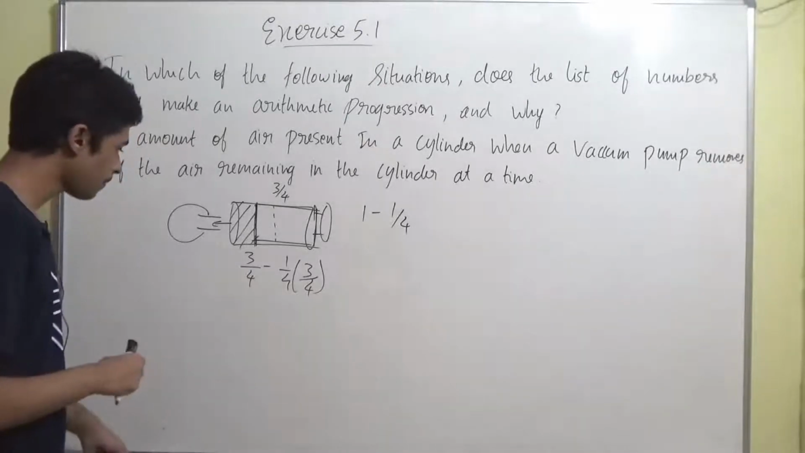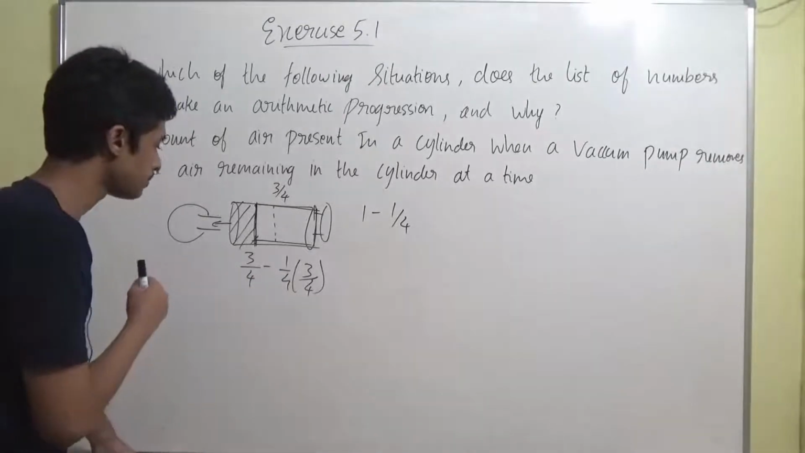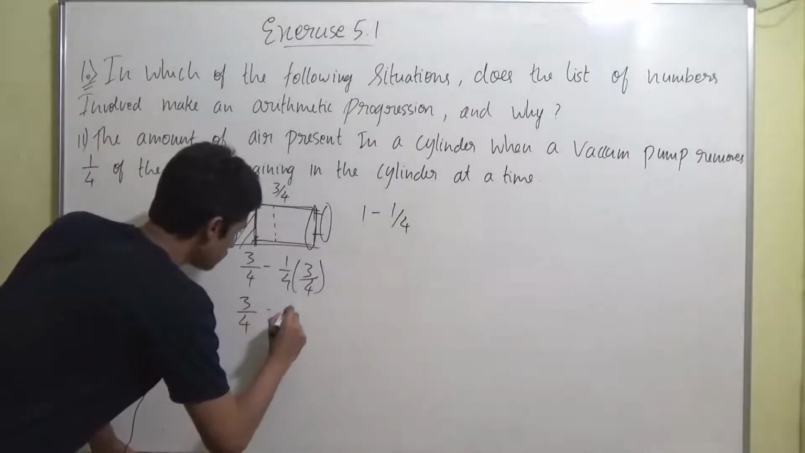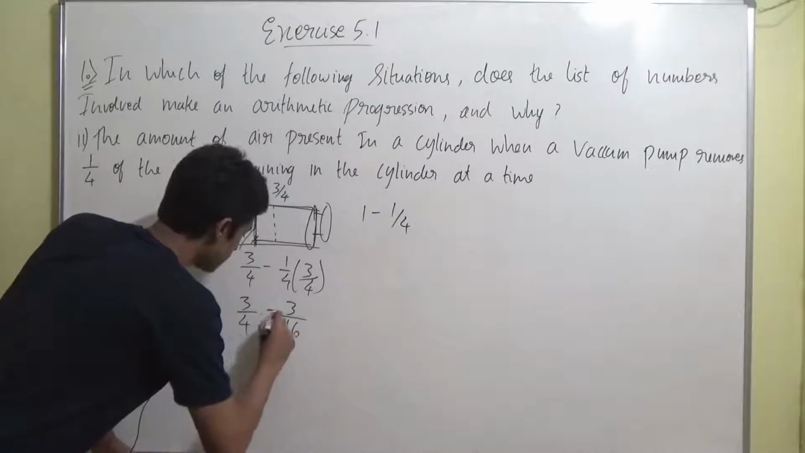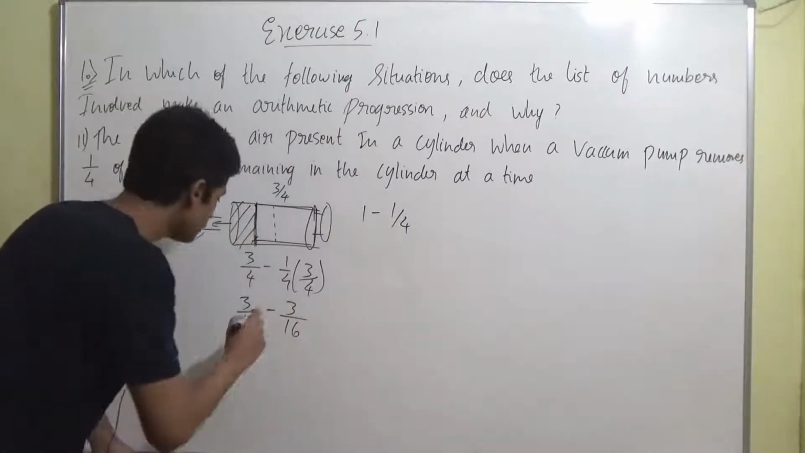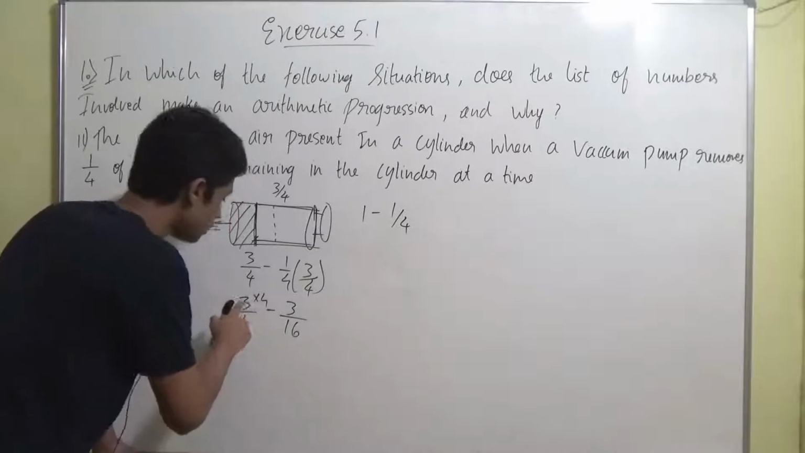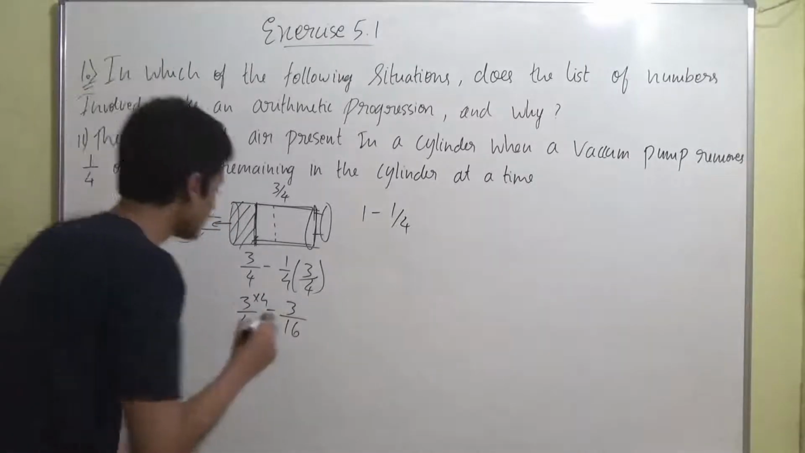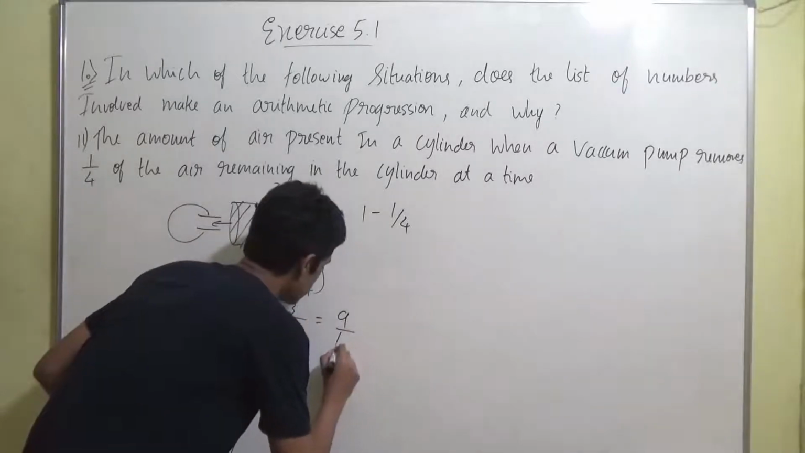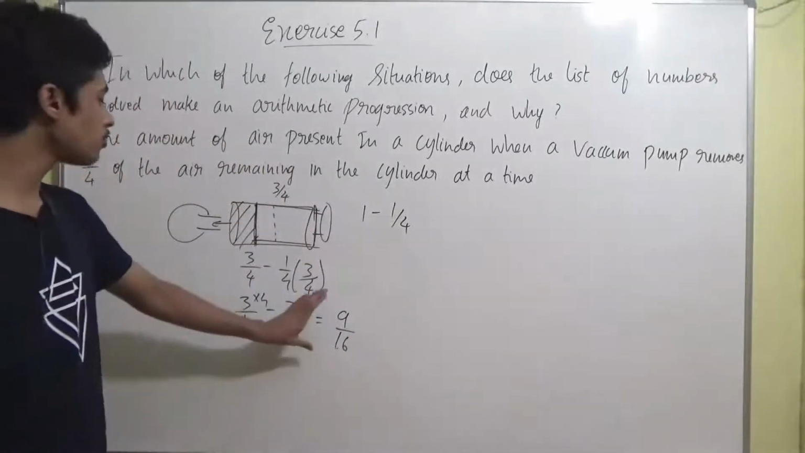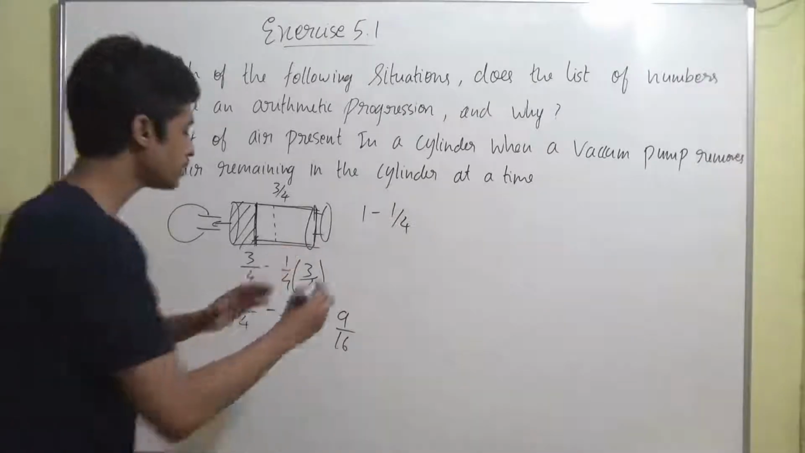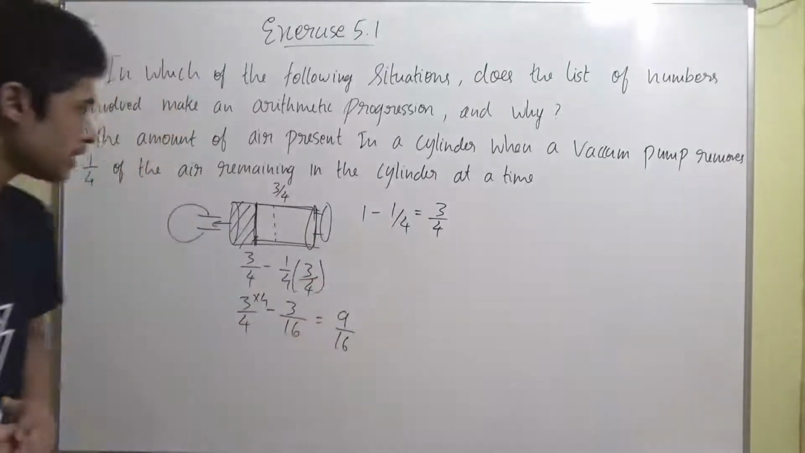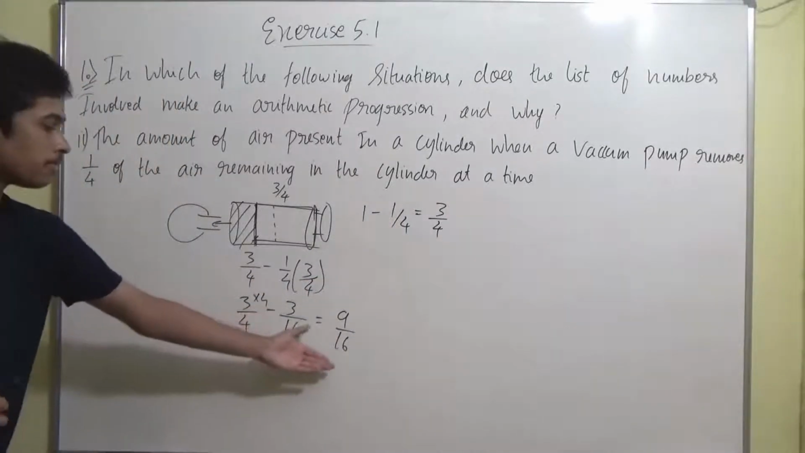First we have to find this for the third step. So this will become 3/4 minus 3/16. Now we have to take the LCM and find the fraction. This will be into 4, so this will become 12 minus 3 over 16, which is 9/16. In the second step, the amount of air remaining will be this one, guys. In the first step, the amount of air remaining was 3/4, right? 1 minus 1/4 is 3/4. In the second step, the amount of air remaining is this one.